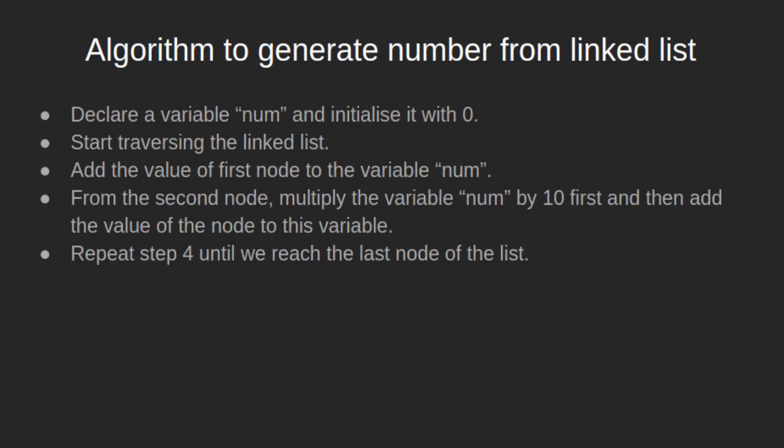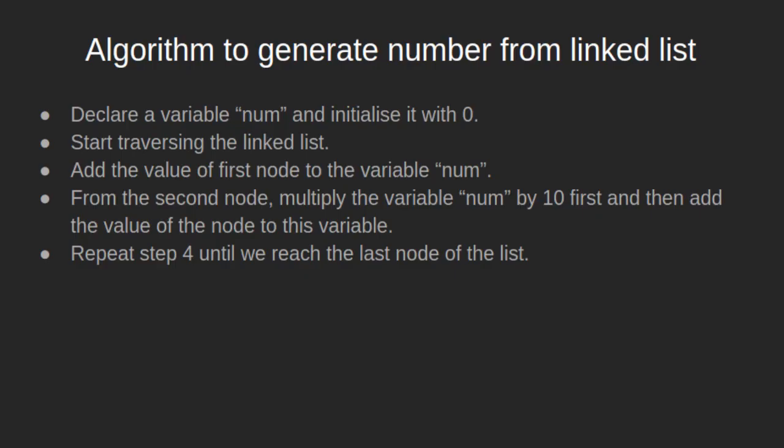Firstly, declare a variable num and initialize it with 0. After that, start traversing the linked list. Add the value of the first node to the variable num. From the second node, multiply the variable num by 10 first and then add the value of the node to this variable num. Repeat this step until we reach the last node of the list.